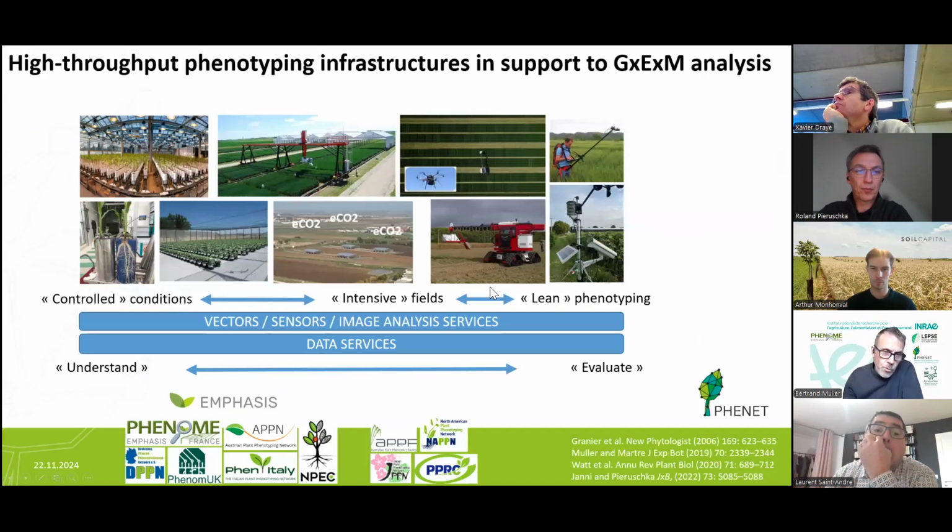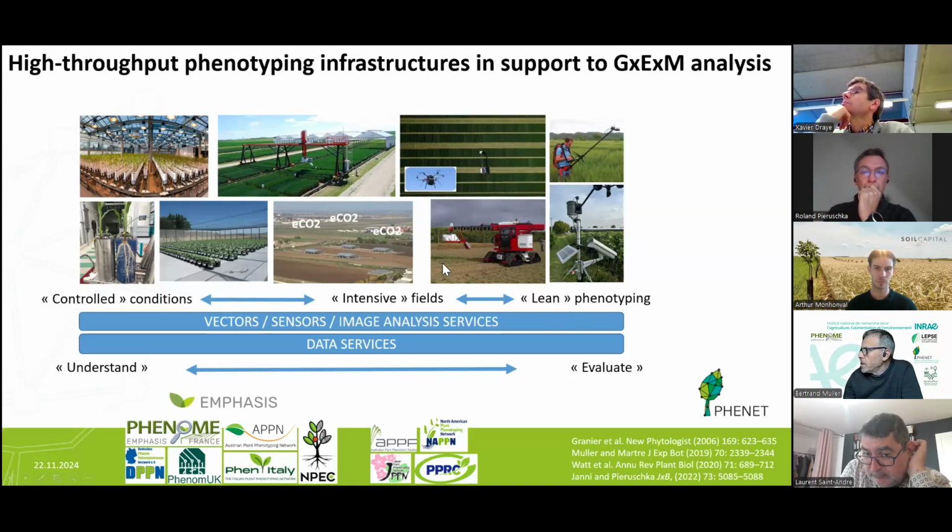As a quick example of what an NRI is, of course the one I know best is EMPHASIS. EMPHASIS is infrastructure for high throughput plant phenotyping devoted to genotype by environment by crop management analysis. It's a range of tools and instrumented platforms, from more controlled conditions to more open field, open air conditions, going through intensive phenotyping practices.